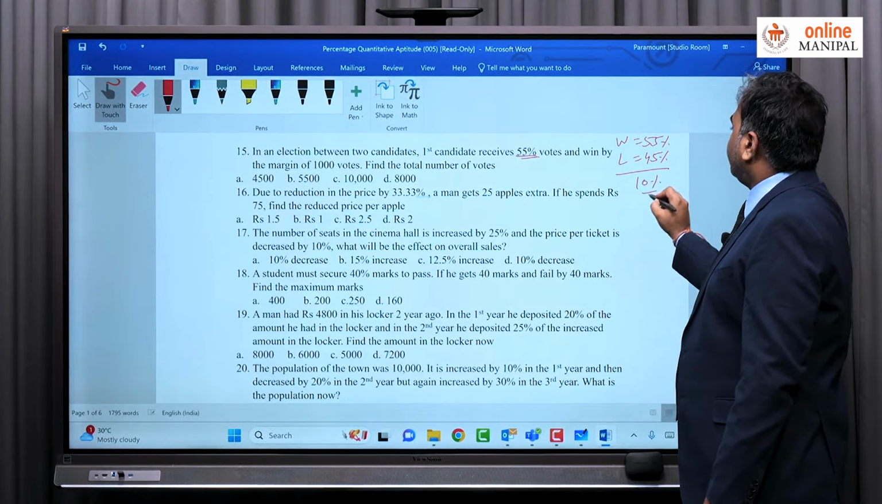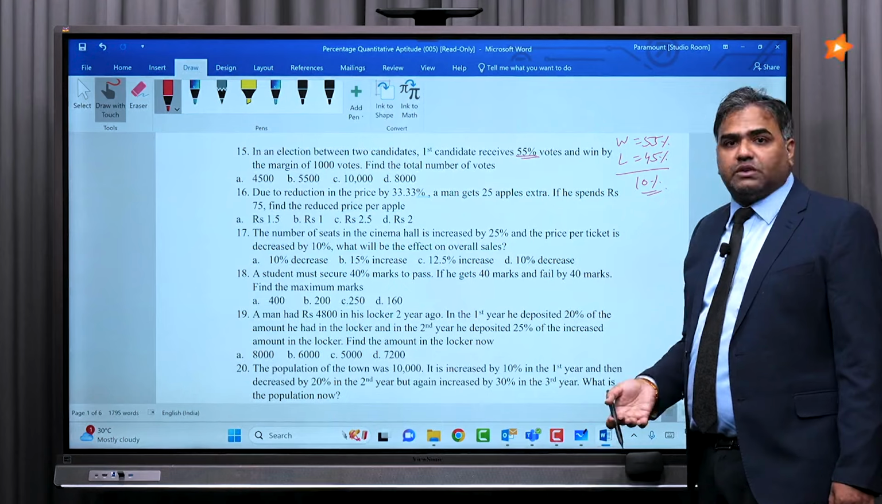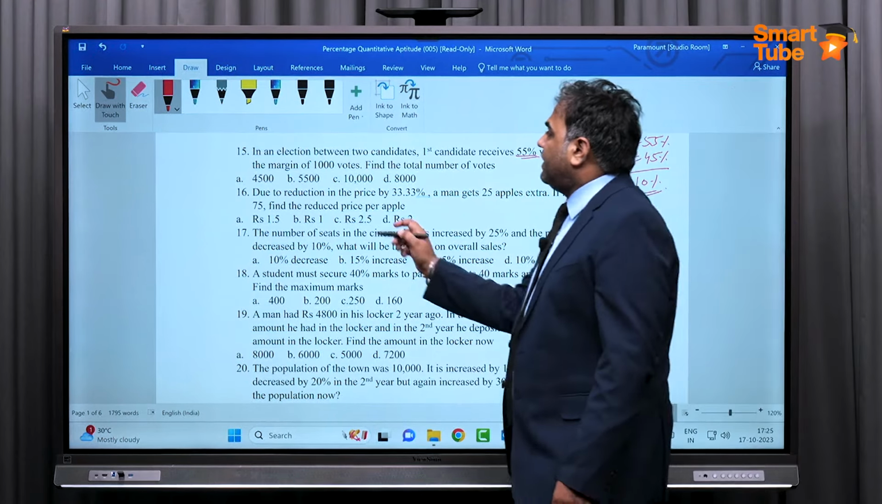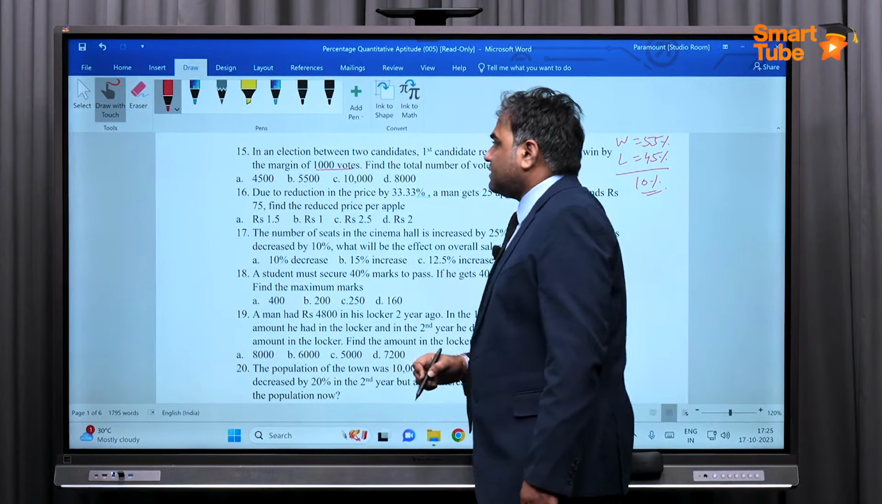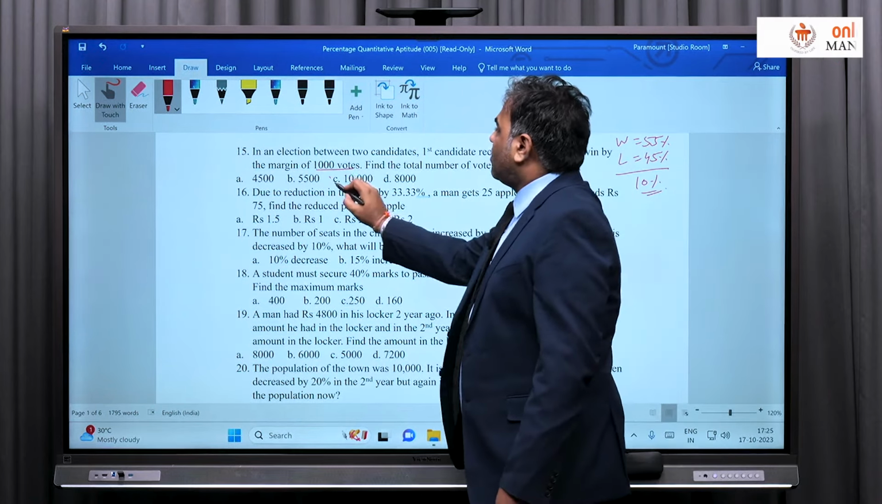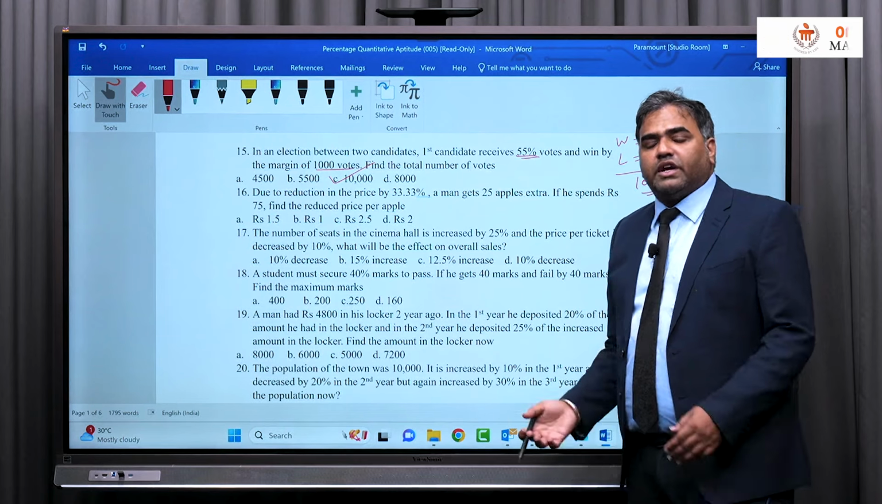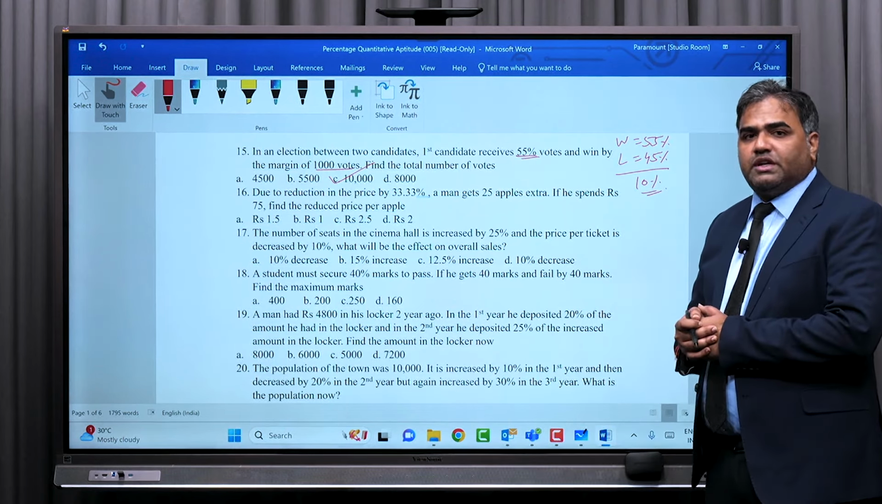Then the winner would win by how much percentage vote? Definitely it would win by 10% vote, and that 10% vote is given to you as 1000. So 10% of something is 1000, then the total is 10,000. Very basic question. Clear everyone? You can do it very easily. I hope you understood this.